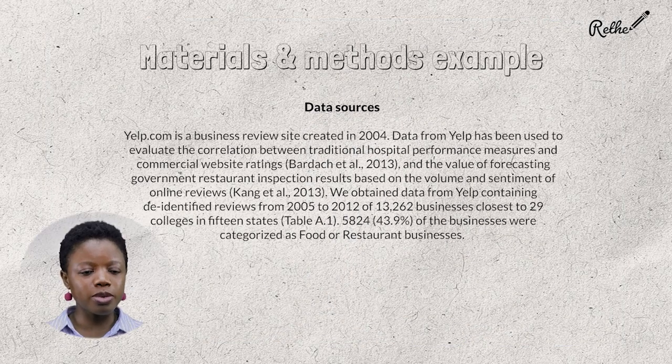Yelp.com is a business review website created in 2004. Data from Yelp has been used to evaluate the correlation between traditional hospital performance measures and commercial website ratings and the value of forecasting government restaurant inspection results based on the volume and sentiment of online reviews. We obtained data from Yelp containing de-identified reviews from 2005 to 2012 of 13,262 businesses, closest to 29 colleges in 15 states. 5,824 of the businesses were categorized as food or restaurant businesses.